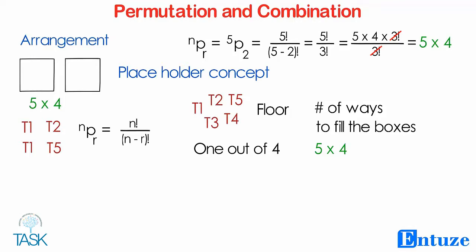T2, T1 means that the left box has T2 and the right has T1, because the boxes are unique. Imagine the boxes have different colors, like this is a blue box and this one is a white box, quite possible. So T2, T1 and T1, T2 is a different arrangement, and thus we tend to get permutation. Arrangement is for permutation. Permutation stands for arrangement.